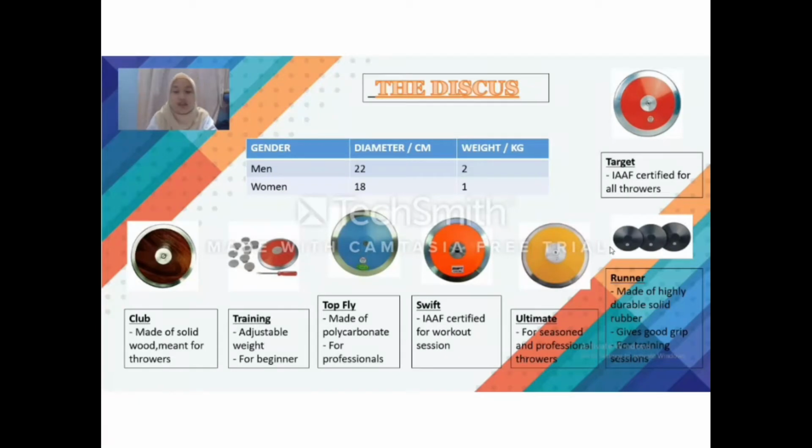Top Flight is made of polycarbonate. This is suitable for professionals. And this is for training. Training has adjustable weight, and this is suitable for beginners. And this type of discus is Club. Club is made of solid wood, meant for throwers.